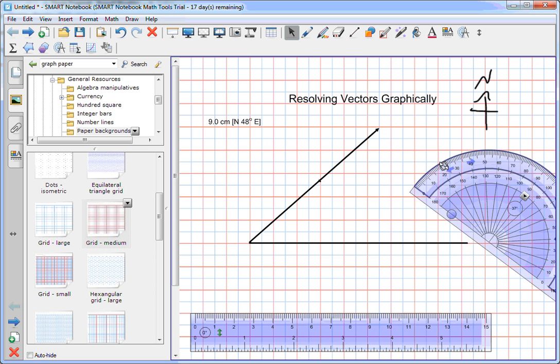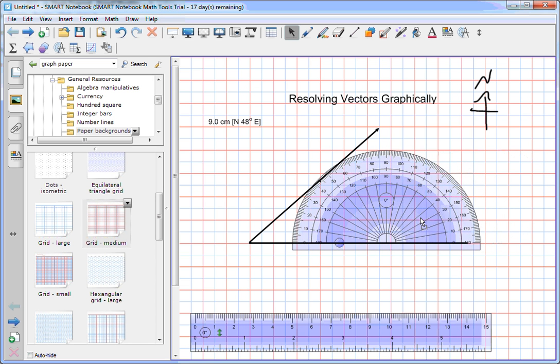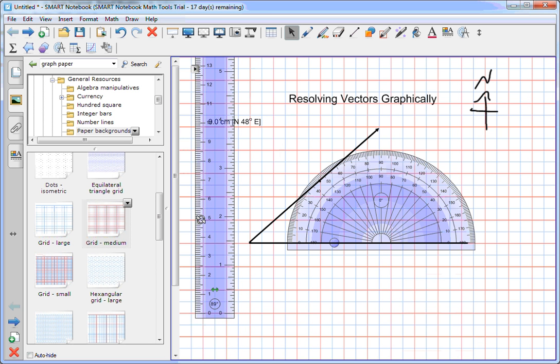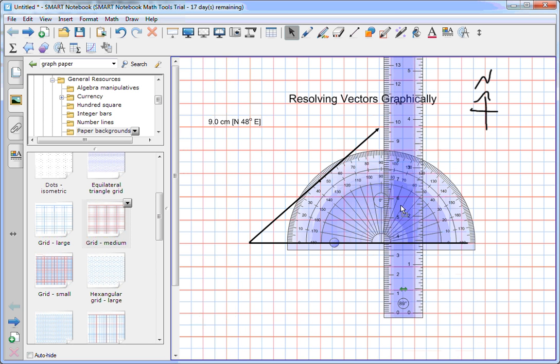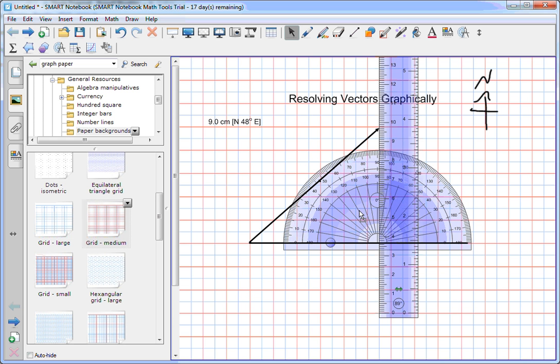Then you're going to take your protractor, place it along that line, and line it up so that the line going straight up 90 degrees would go through the tip of this vector. To make it a little easier to see, you can use your ruler to help you line that up, by placing your ruler along the 90 degree line and making sure it goes through the tip of your vector.